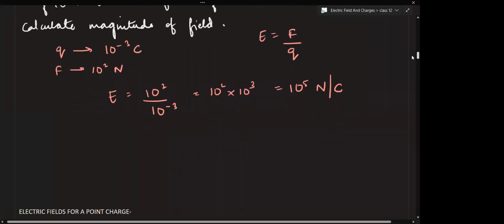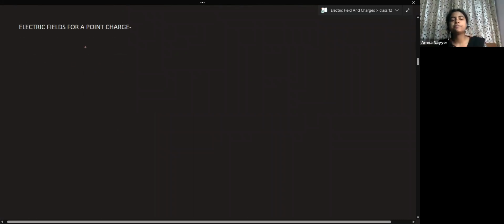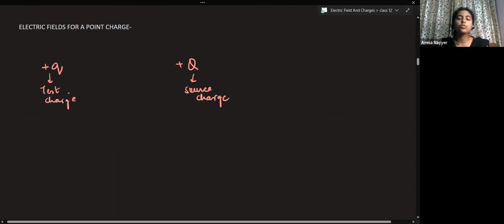Yes, ma'am. Now see, electric field for a point charge. This is very easy. If you have a positive charge, this is small q, the test charge. Let's say capital Q is the source charge. So this is the source charge that we have, and this is the test charge that we have. What is the force experienced by these charges if the separation between them is small r? What is the value of the electric force?